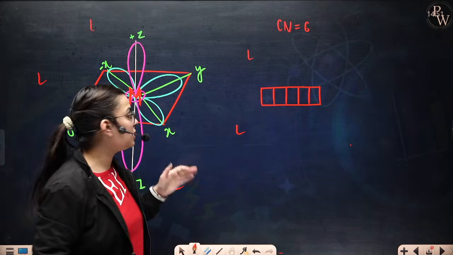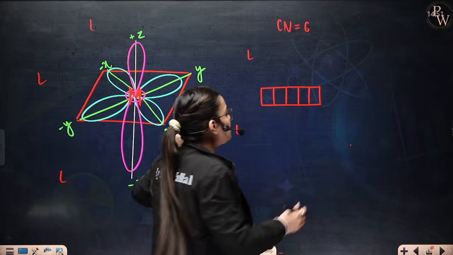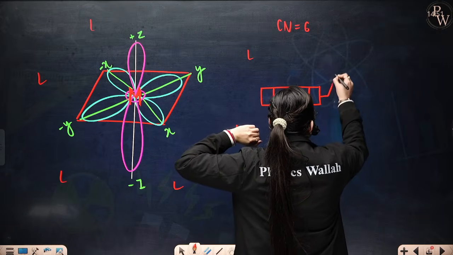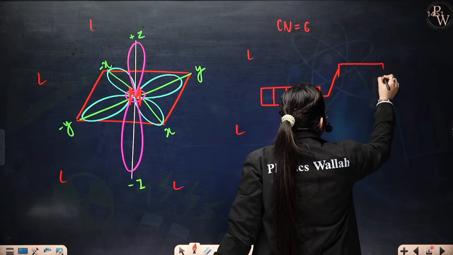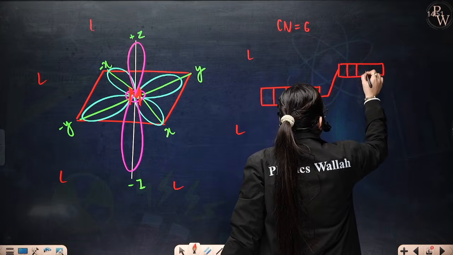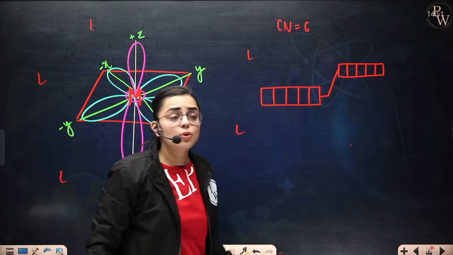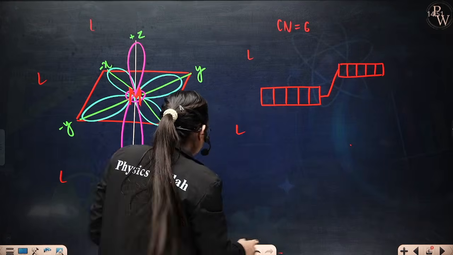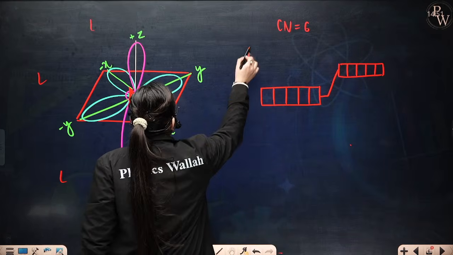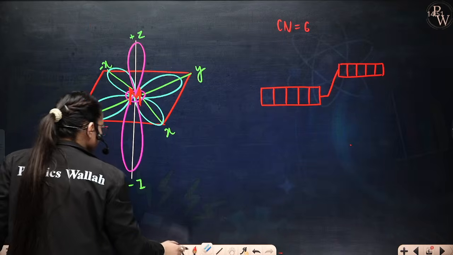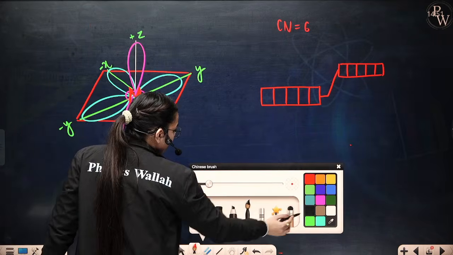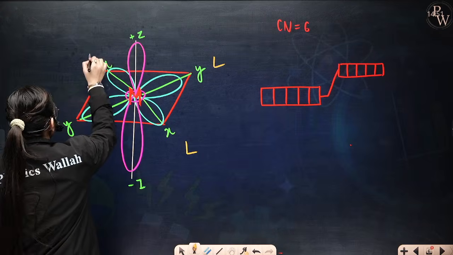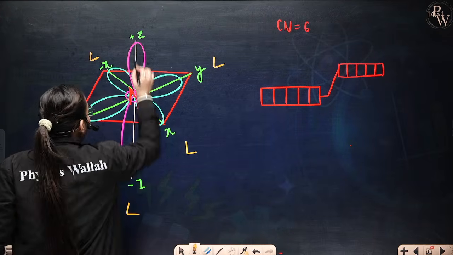So what will happen over here? When repulsion occurs, the degeneracy, that means the same energy level, shall break down. Now when it breaks down, first of all the energy level shall change. Now what will happen? The ligands will come closer. When they come closer, they will align themselves in such a way that one of the ligands shall be present over here, one over here, another over here, here and here.